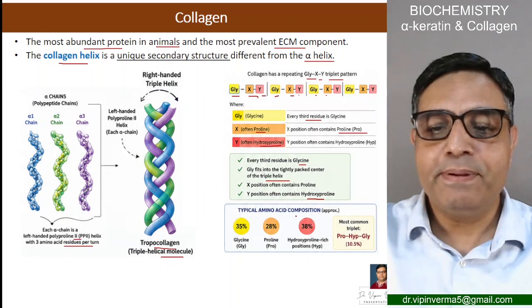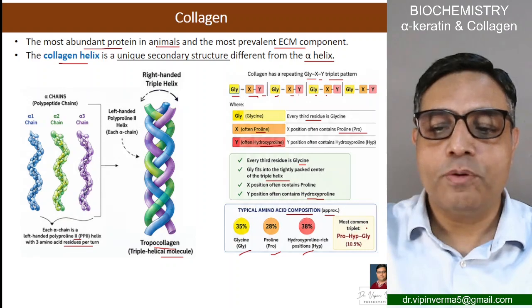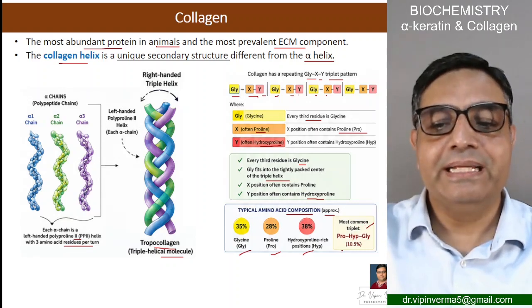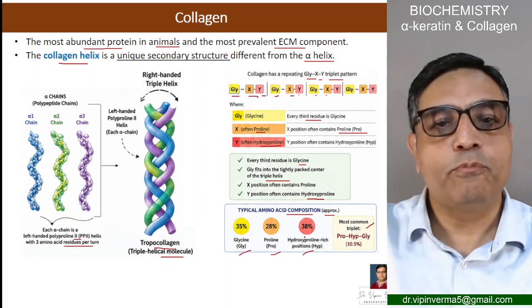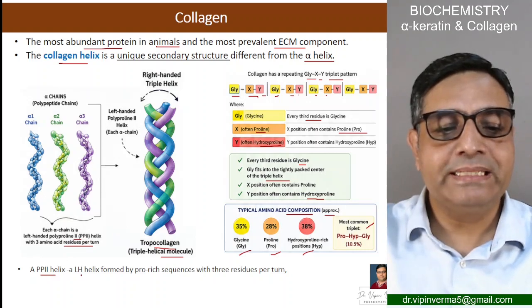Now if we see the typical amino acid composition, approximately 35% of amino acids are glycine, 28% are proline, and around 38% are hydroxyproline-rich positions. Alright, so the most common triplet is proline, hydroxyproline and glycine, around 10.5% of the triplets. Clear? Good. So a PP2 helix is a left-handed helix.